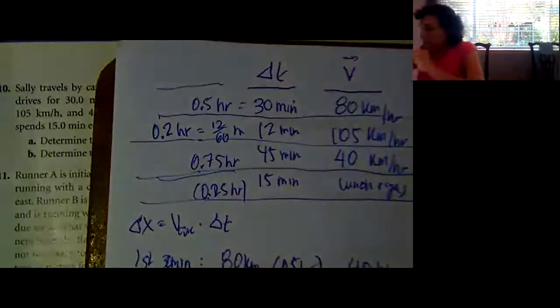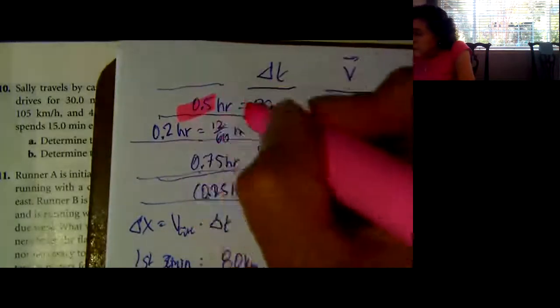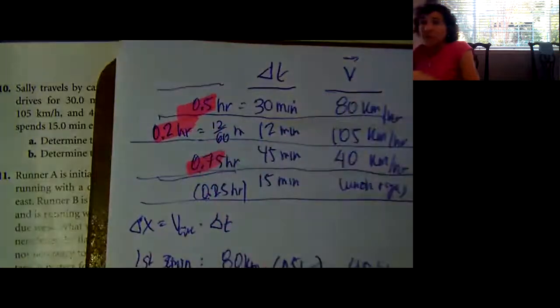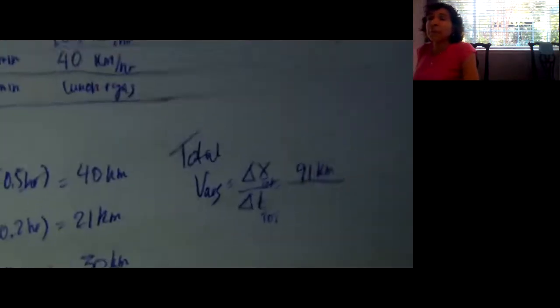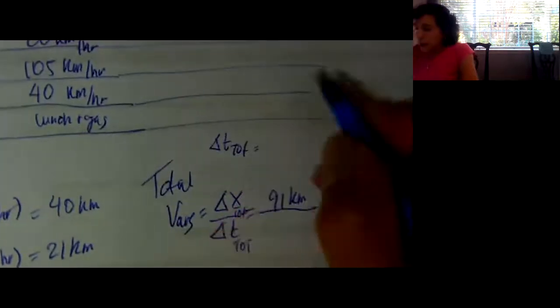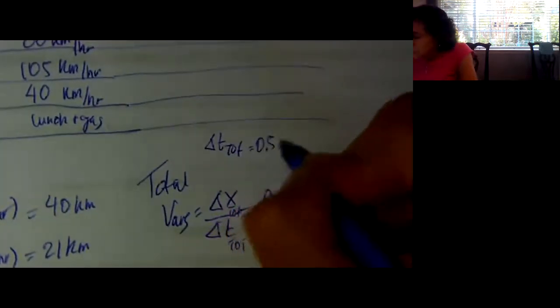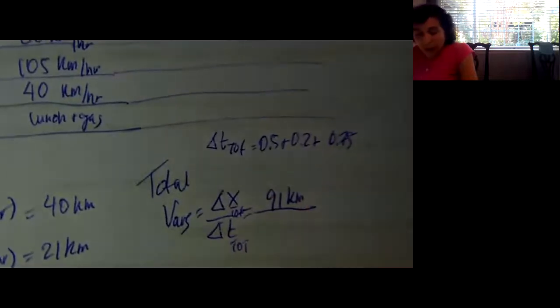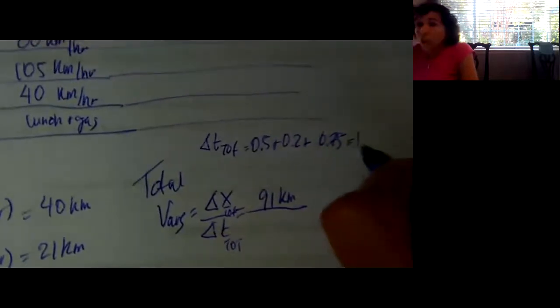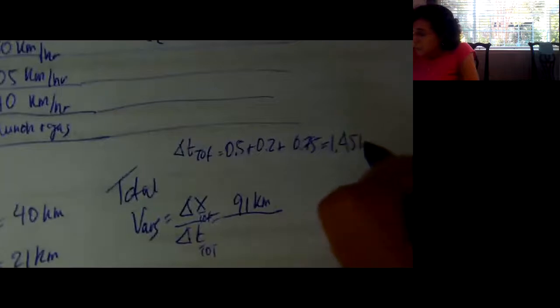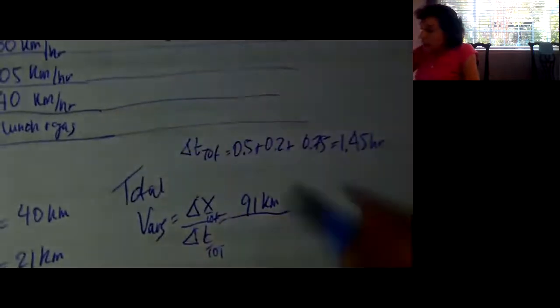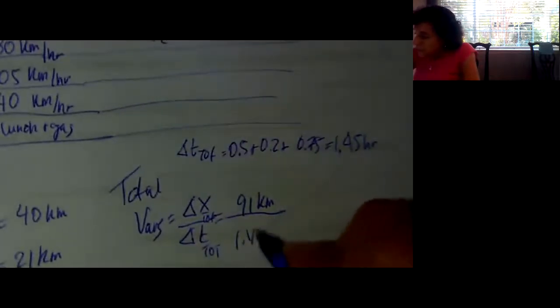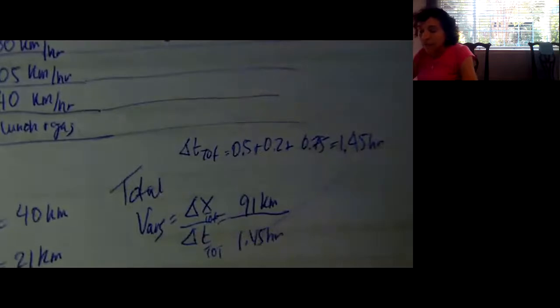Let's see if I can highlight this. I went 0.5 hour, 0.2 hour, and 0.75 hour. So if I add that all up, let me bring it over here again. Delta t total is 0.5 plus 0.2 plus 0.75, and you add that all up and you get 1.45 hours. So I had put 1.45 hours down here in the denominator.